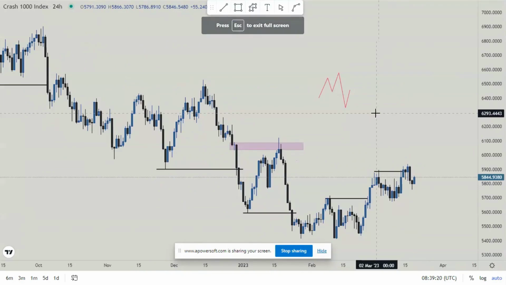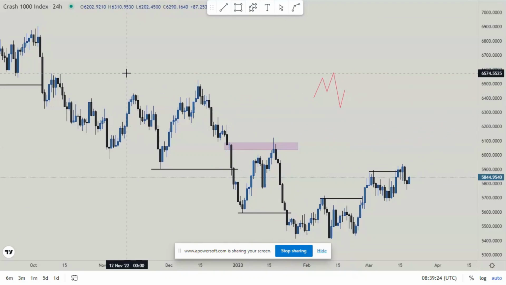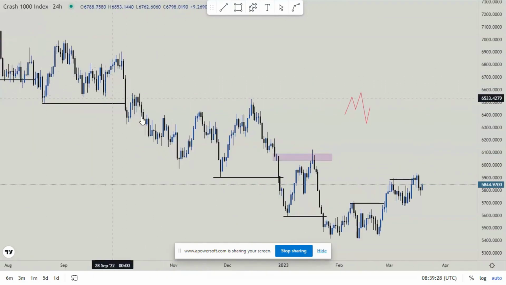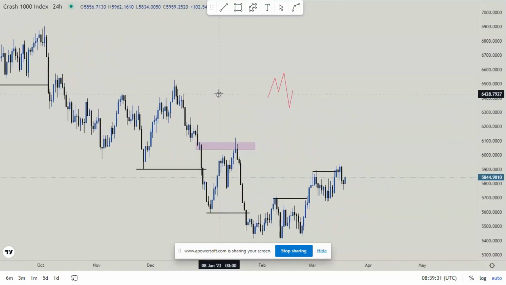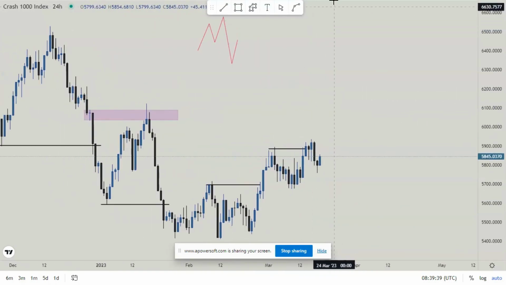So, let me proceed. I was interrupted a little bit. We've seen that Crash 1000 has been reacting nicely to these bearish order blocks as we break the structures. So we got a change of character over here. And then let me quickly talk about one other type of order block. It's called the breaker order block.